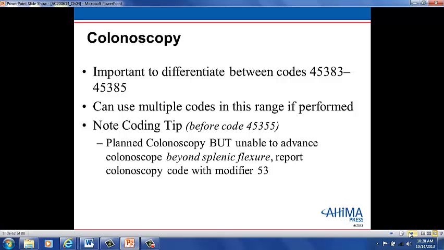In coding incomplete colonoscopies for physician services, there may be a case where the procedure is attempted, but circumstances may prevent the entire colon from being visualized, for instance, poor preparation. In this case, CPT guidelines instruct the coding professional to assign the colonoscopy code with the modifier 53 for discontinued procedures. This is for physician services. This note is located in the CPT guidelines.